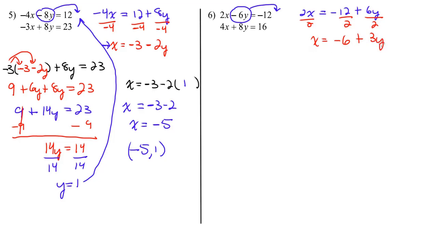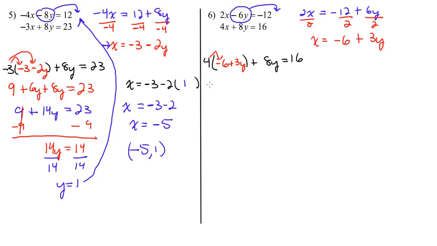And now we have something that we can substitute for x in this second equation. So we're going to go ahead and write this with parentheses. 4 times x plus 8y equals 16. And we're going to substitute for x. We're going to substitute negative 6 plus 3y. And now we're going to solve for y.